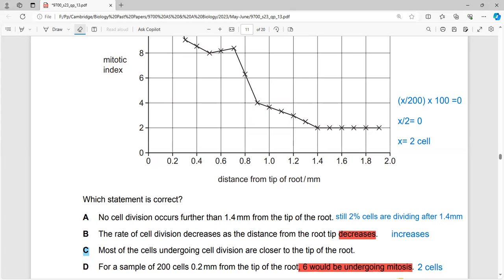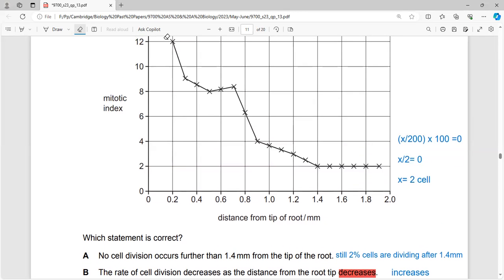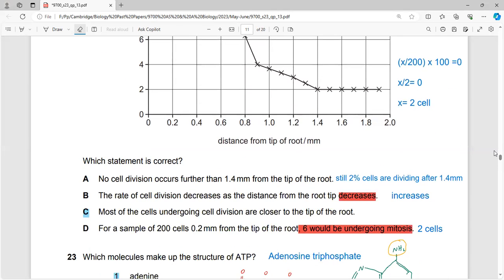So C option, most of the cells undergoing cell division are closer to the tip of the root. So you can see the highest mitotic index is where? The highest mitotic index is near the root tip. That is the 12. So that's why this option is correct here.